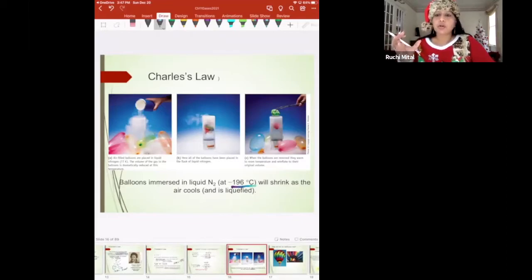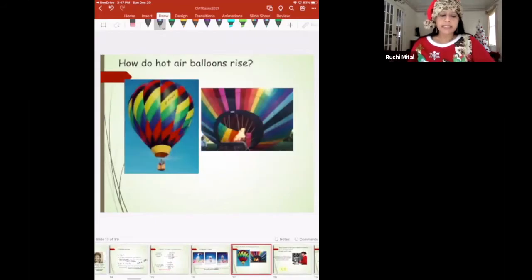What happens to the balloon on a very cold December night? The balloon becomes smaller very soon because the temperature is much lower. Now, another example that you can think of is hot air balloons. How does a hot air balloon work and how does it rise up?